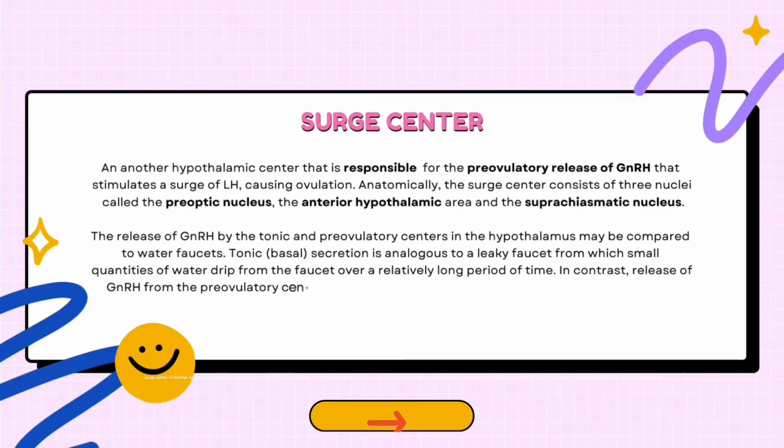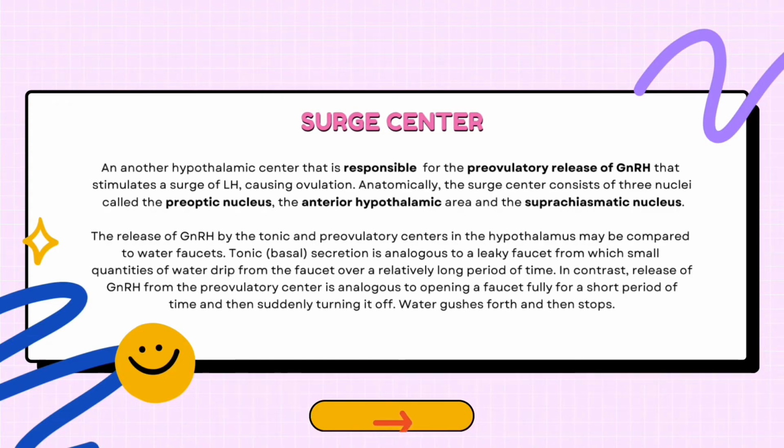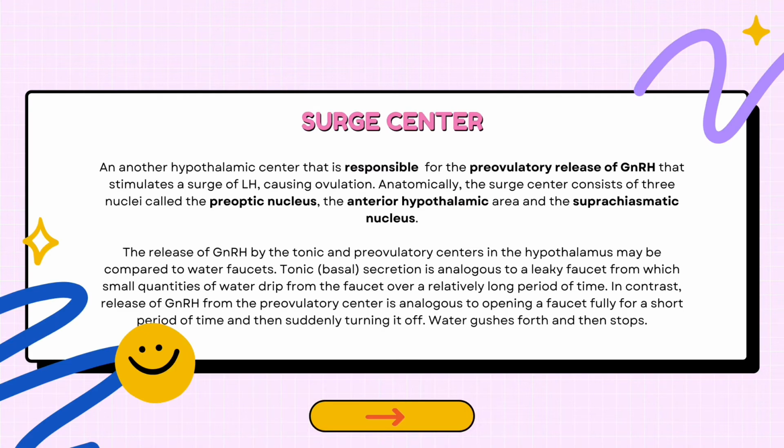The surge center is another hypothalamic center that is responsible for the preovulatory release of GnRH that stimulates a surge of LH, causing ovulation. Anatomically, the surge center consists of 3 nuclei called the preoptic nucleus, the anterior hypothalamic area, and the suprachiasmatic nucleus. The release of GnRH by the tonic and preovulatory centers in the hypothalamus may be compared to water faucets.